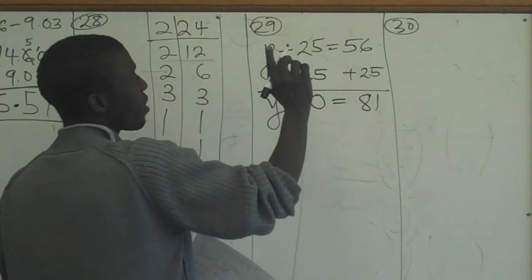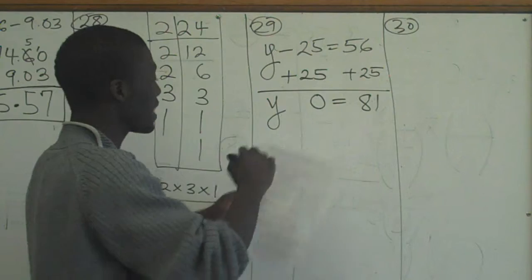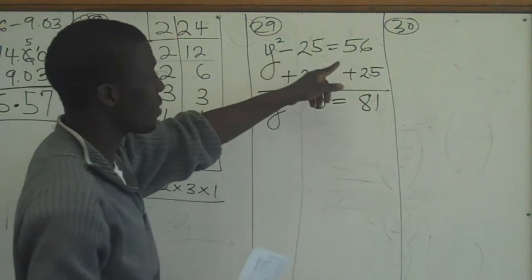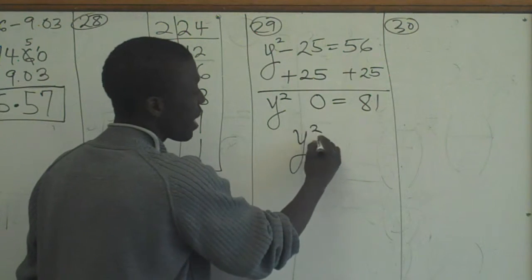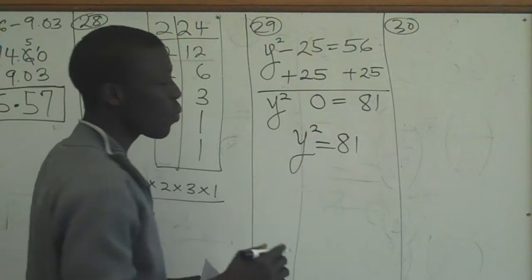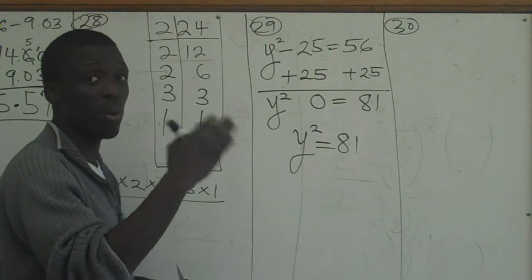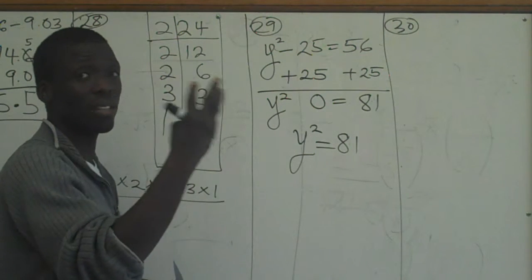So, as a matter of fact, I'm going to take a step back. The question actually said y squared minus 25 is equal to 56. So, y squared is equal to 81. That's all we have left. And if y squared is equal to 81, we know that we can take the square root of both sides. If it was y cubed, you take the third root.